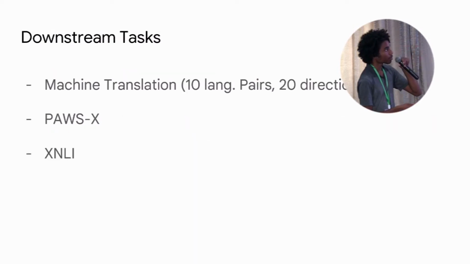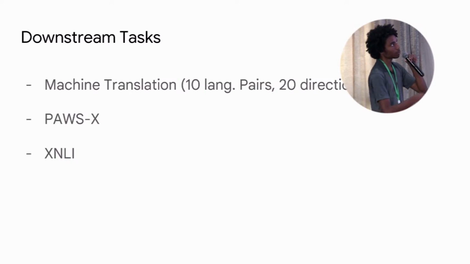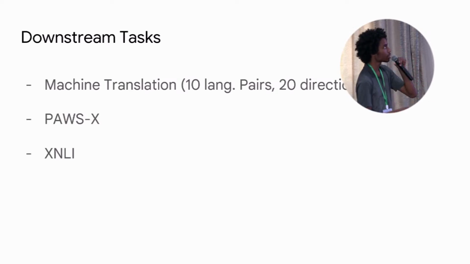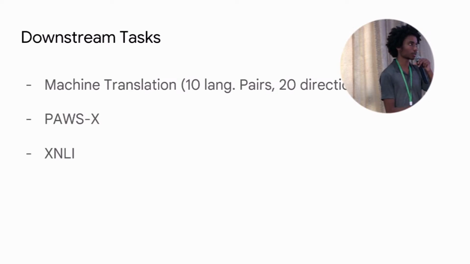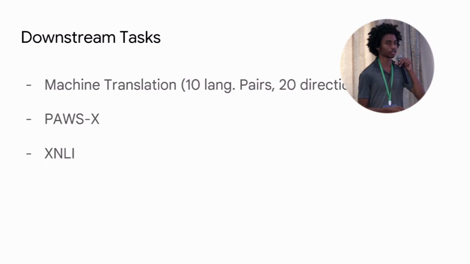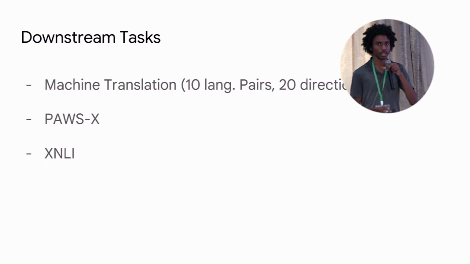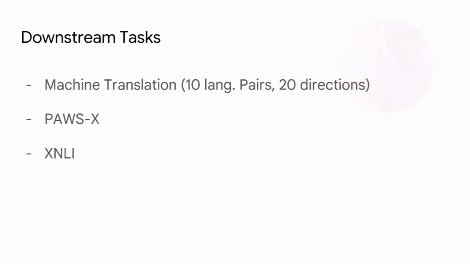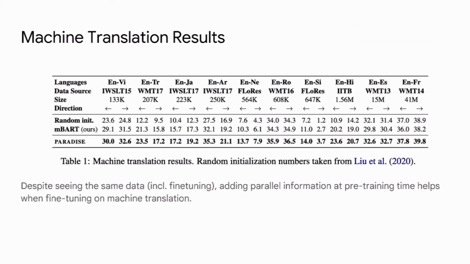So we evaluated on three downstream tasks. One is machine translation. The other is PAWS-X, which was a paraphrase classification task. And the last one is XNLI, which is a common multilingual natural language inference task. And these are all used for benchmarking the cross-lingual ability of our models and also seeing how well they are at cross-lingual transfer.